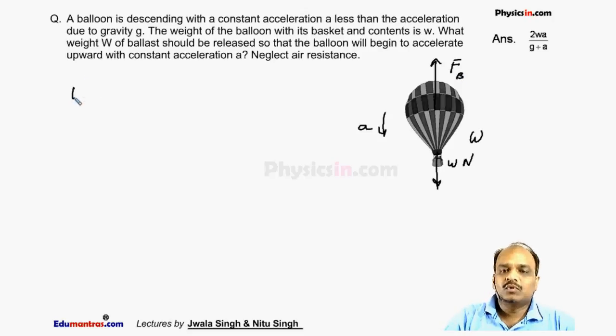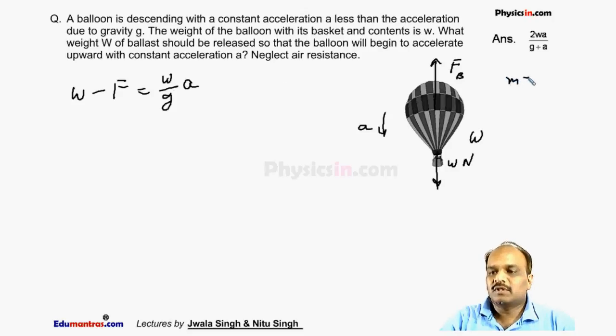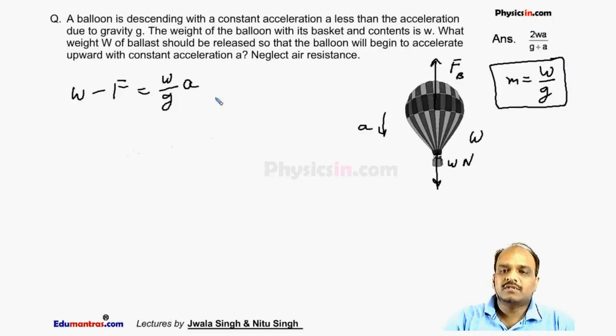So we can say w minus F is equal to mass into a, where the mass is w by g. The mass of this balloon is weight by g. This is the actual mass of the balloon and its contents. This is our first equation.